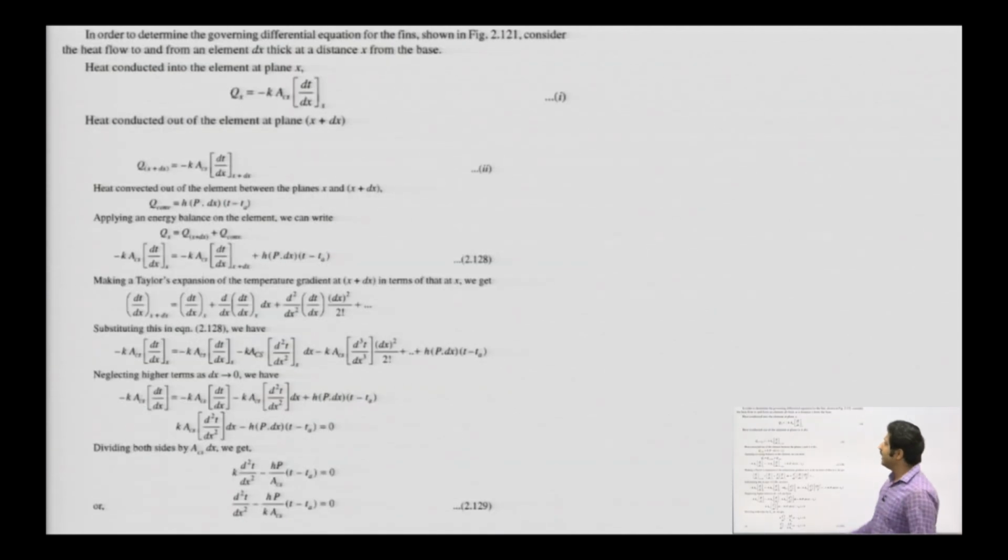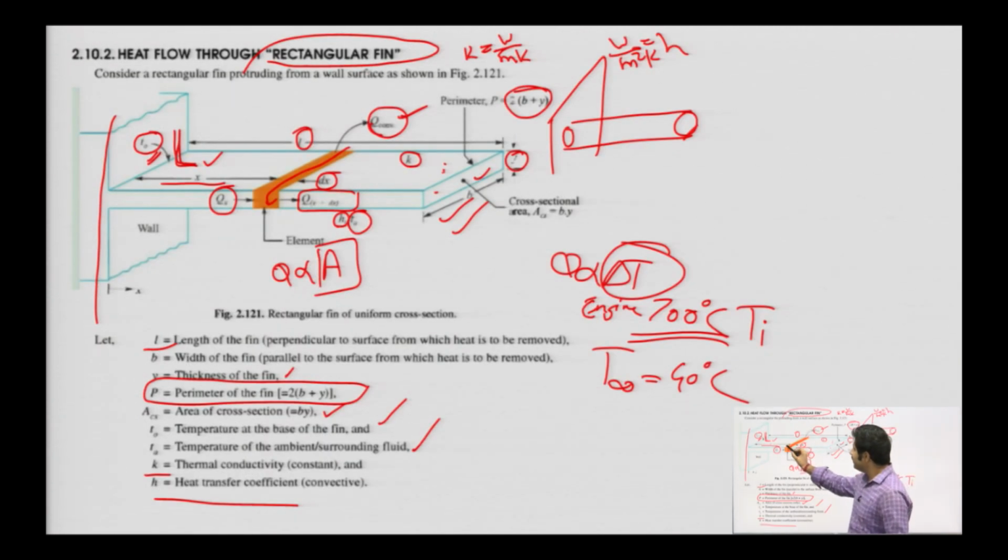So in order to determine the governing differential equation for the fin, which we have just seen in the figure, consider the heat flow to and from an element dx thick at a distance x from the base. See, this dx is the elemental thickness, I've already told you, and this is the distance from the base, x.